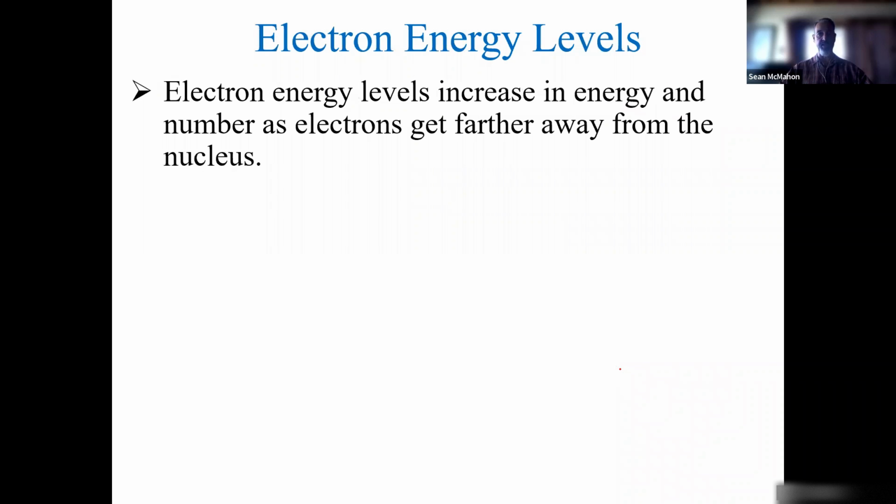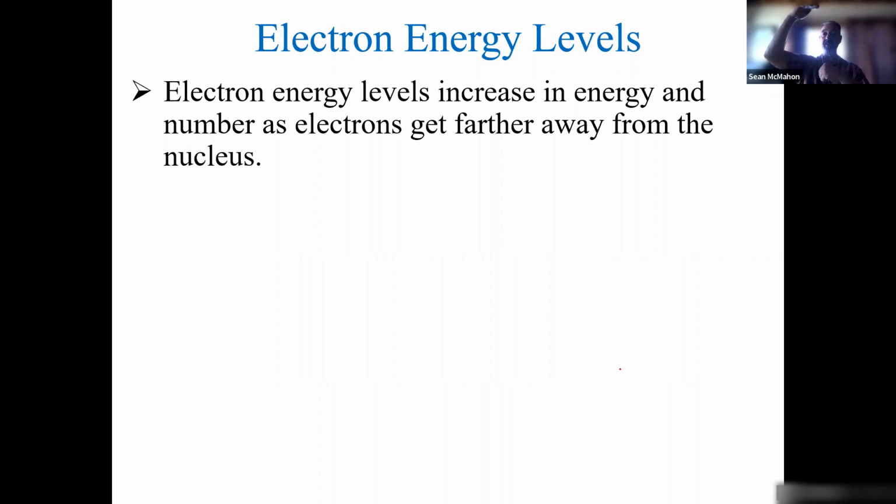So electron energy levels. Electrons increase in energy, and in the number, as electrons get farther away from the nucleus. So what this means is, as the electrons get further away, you can think of it as more potential energy. Earlier in chapter 3, we talked about matter and energy, how there's kinetic energy, which is associated with movement, and then potential energy based on position. So as the energy levels increase, they're further and further away.